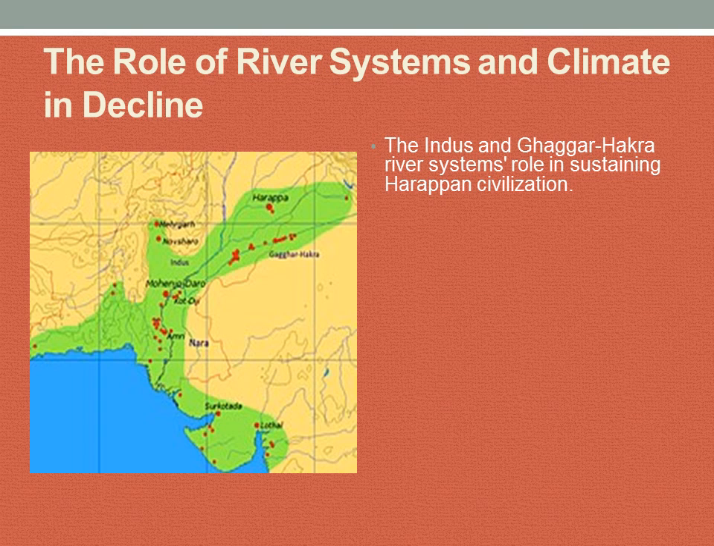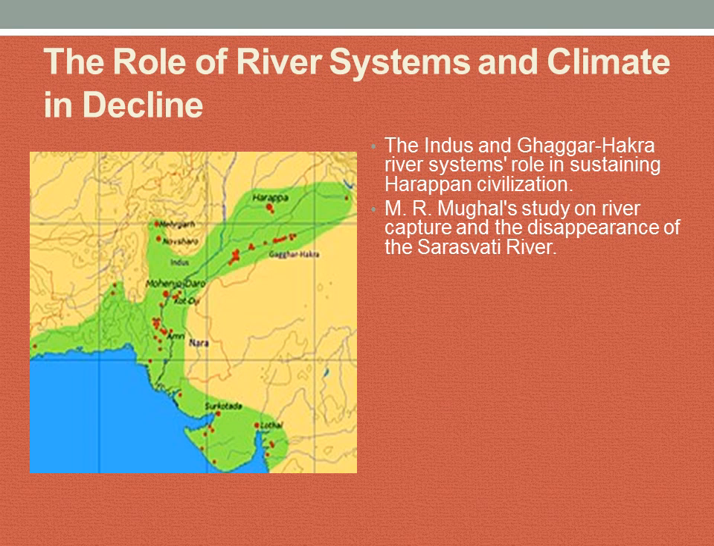So there was the role of the Indus River and Ghaggar Hakra river systems behind the Indus civilization. Now the Ghaggar Hakra river system came into a decline, and that may have been one of the causes behind the decline of Harappan civilization. Muhammad Rafiq Mughal's study on the river capture and disappearance of river Saraswati.